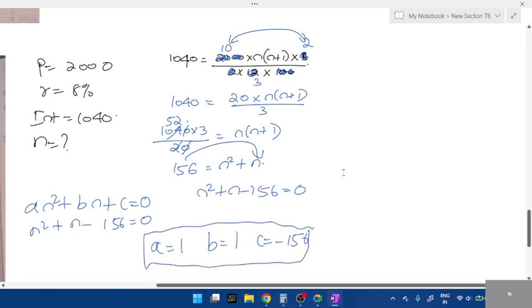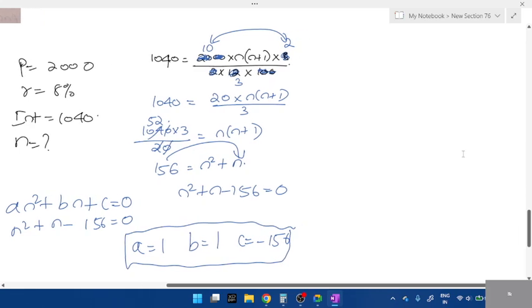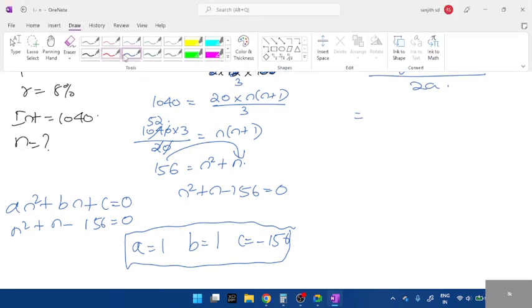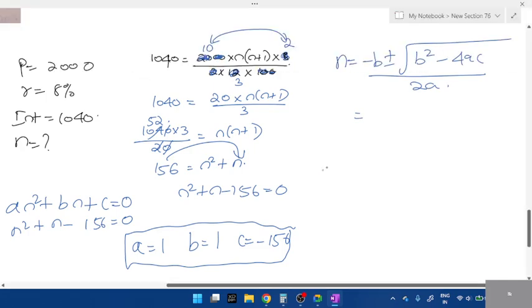You can do factorization or whatever your ma'am has done. But for board exam definitely you have to use this formula. N is equal to what? Minus B plus minus root of B square minus 4AC, divided by 2A. Because they'll give such type of question in board exam where normal factorization you won't get. So minus 1 plus minus, and what did I tell you? For plus minus just take plus value. B square is 1 minus 4 into 1 into minus 156.